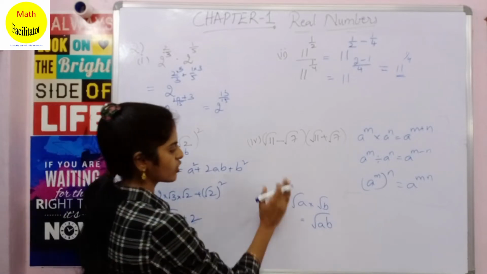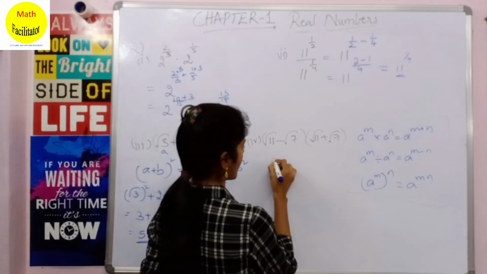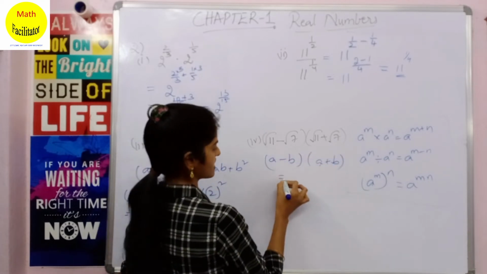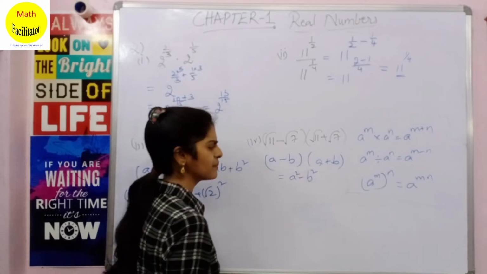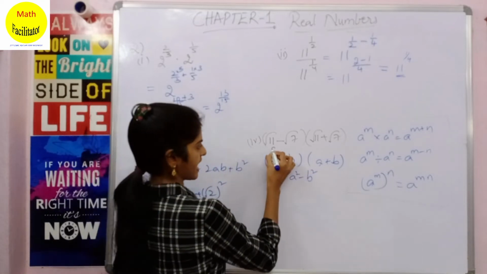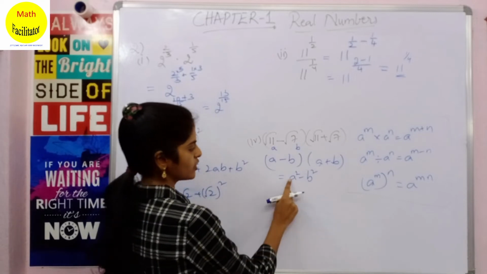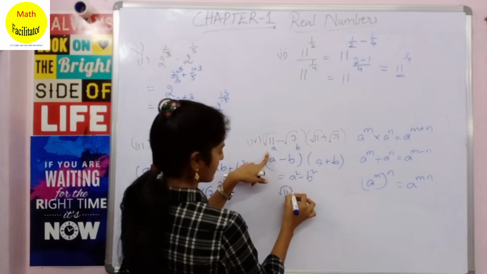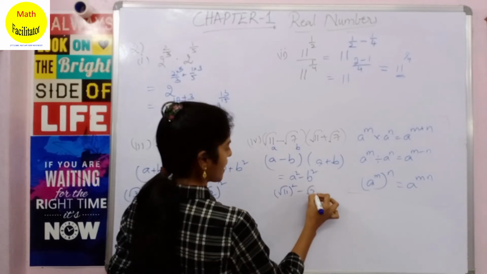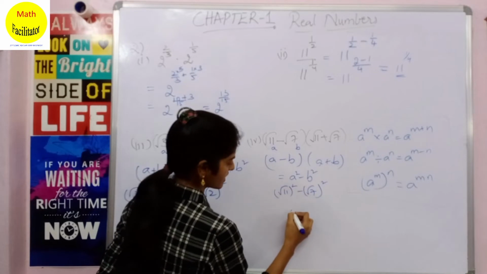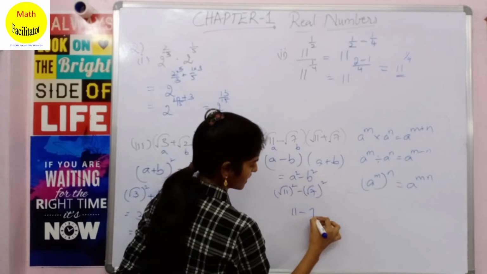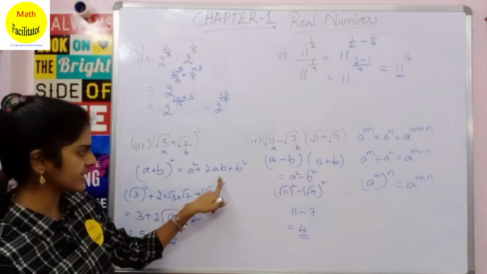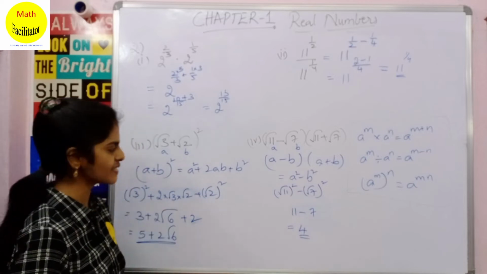Okay. Now let us solve this. Now this is of the form a minus b into a plus b. Yes, so this is nothing but a square minus b square. Do you remember these identities? Now this is a and this is b. So you have to convert it into a square minus b square. Here a is root 11, so root 11 square minus b is what? b is root 7. So root 11 square is 11 minus root 7 square is 7. So 11 minus 7 is 4. Clear? So using the identities and using these laws of exponents, you can simplify them easily.